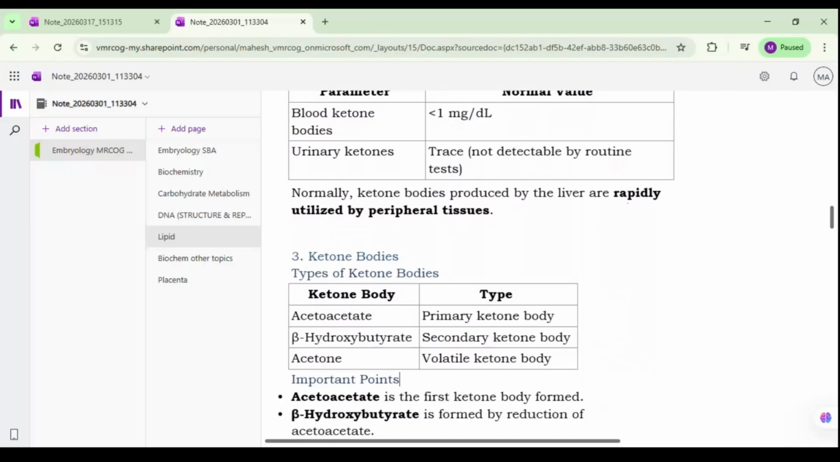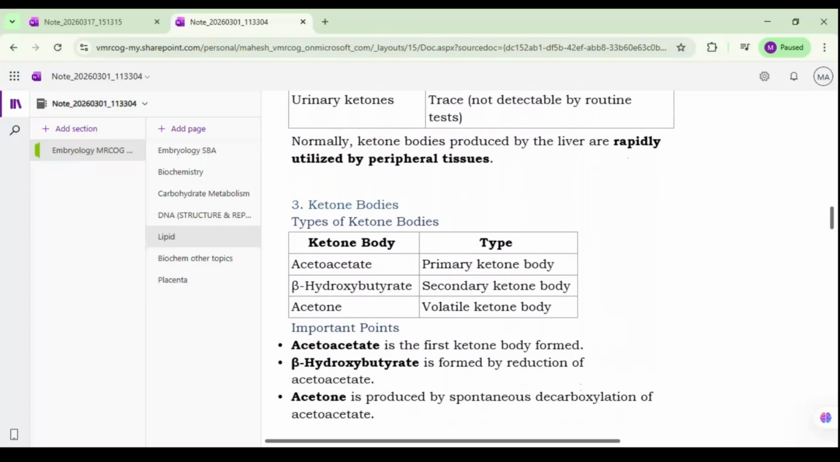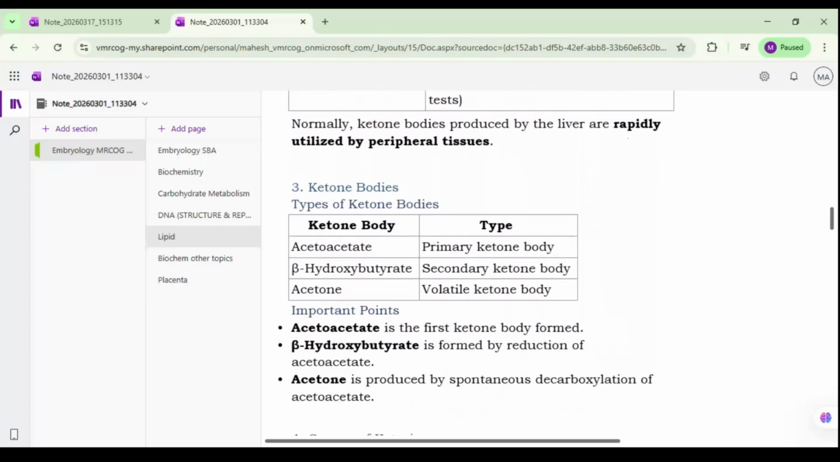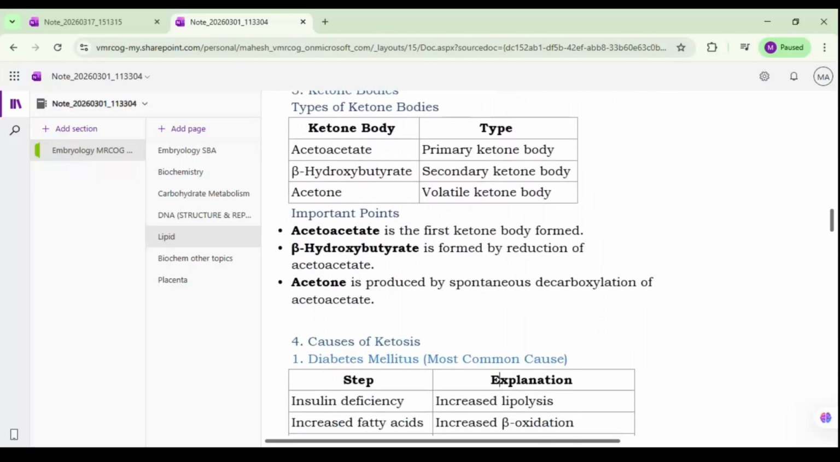So what are the types of ketone bodies? Again, this is an SBA which is frequently asked. One is acetoacetate, second is beta hydroxybutyrate, and third is acetone. Acetoacetate is the primary ketone body. Then the secondary ketone body is beta hydroxybutyrate, and acetone is the volatile ketone body. So acetoacetate is the first ketone body which is formed. Beta hydroxybutyrate is formed by reduction of the acetoacetate, and acetone is produced by spontaneous decarboxylation of the acetoacetate.